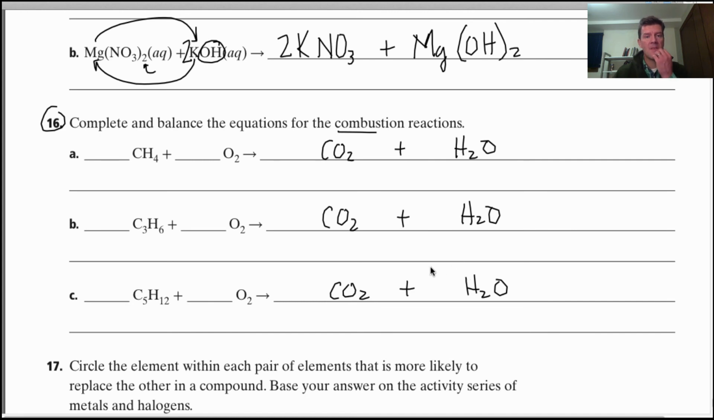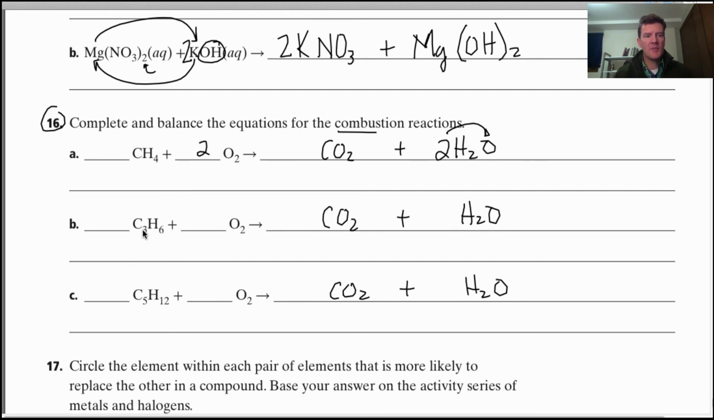Okay? So let's start here with the carbon. I've got 1 carbon on both sides. I've got 4 hydrogens, so let's go ahead and double this one so I get 4 hydrogens. That's going to give me 2 and another 2 oxygens for a total of 4, so I double this. Okay? Let's balance the next one.